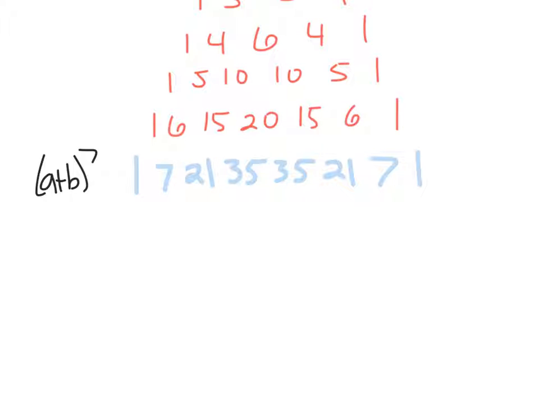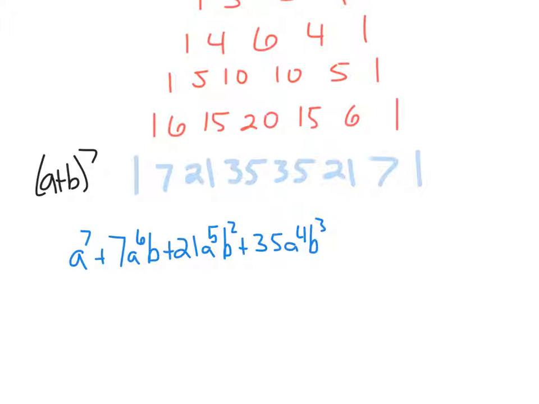So we would know that the first term has a coefficient of 1, and it'd be a to the 7th. And then as we move down, it would go plus 7 from our Pascal's triangle, a to the 6th, b to the 1st, right? We've got to remember those exponent rules as we go. Plus 21, a to the 5th, b to the 2nd. Right? They all have to add up to 7. Plus 35, a to the 4th, b to the 3rd, and so on.